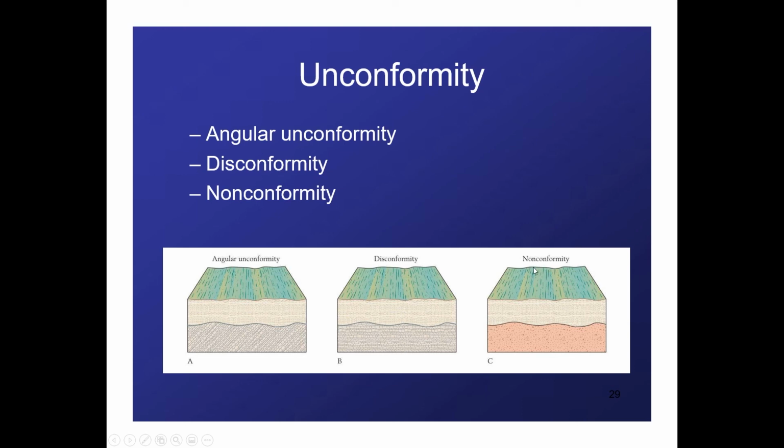And then you have a nonconformity, which is probably the easiest to recognize and easiest to remember. This is where you have an erosional surface on top of metamorphic or igneous rock with sedimentary rock on top of it. And so you can think there was an igneous rock, it got eroded, and then sediment was deposited on top. And you can think nonconformity, not the same, right? Nonconformity, not the same.